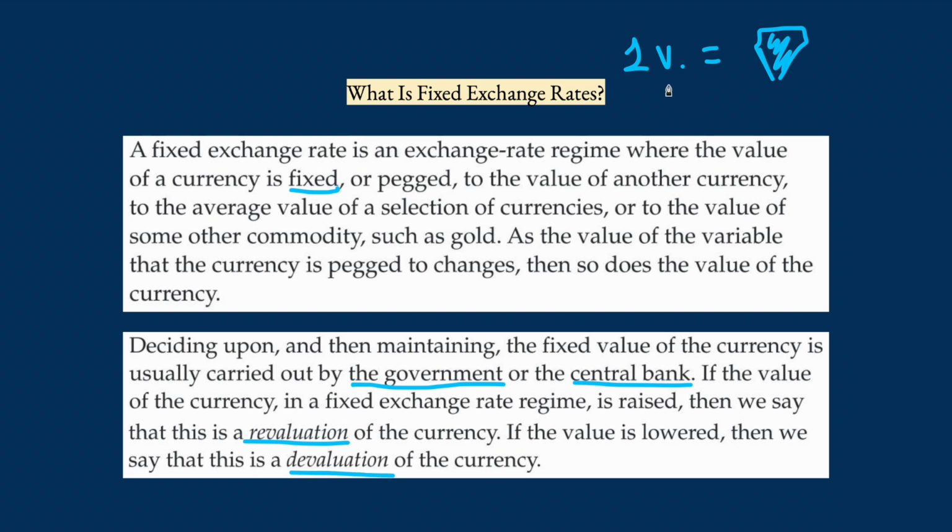So knowing that my currency is in a fixed exchange rate regime with the value of a single diamond, if the value of the diamond goes up and so does the value of my currency, then this is called a revaluation of my currency. If the opposite happens and the value of a diamond goes down, and so therefore does the value of my currency, then this is considered a devaluation of my given currency.